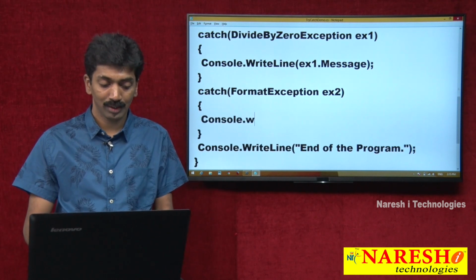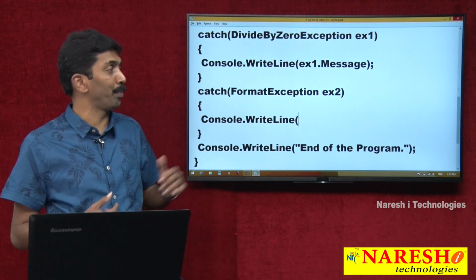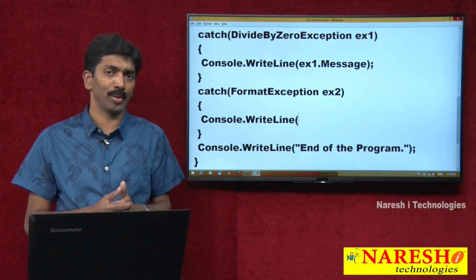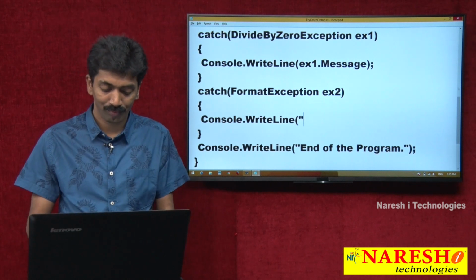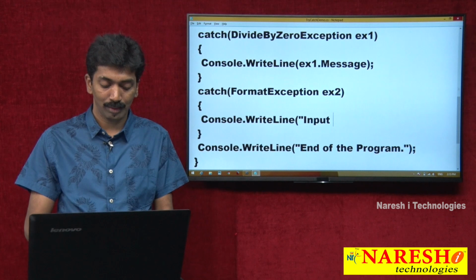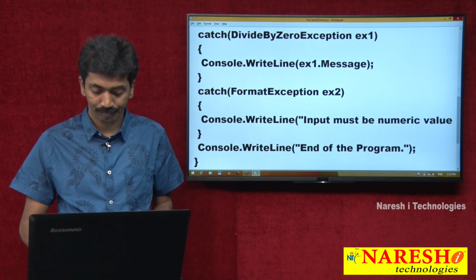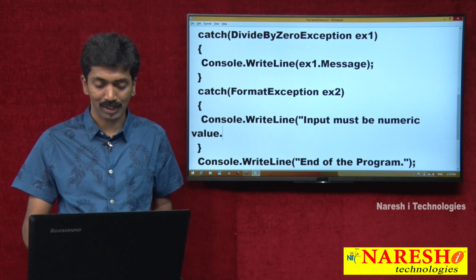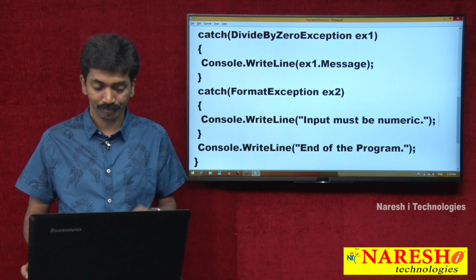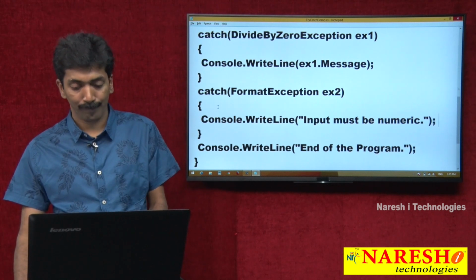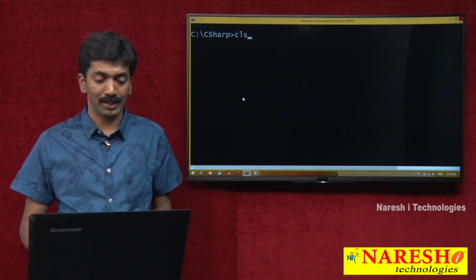Console dot write line. We can display a predefined error message, or, as I said, the second option is there, a user defined error message. Here I want to go with a user defined error message. Input must be numeric value. Or simply, input must be numeric. Re-execute your program.